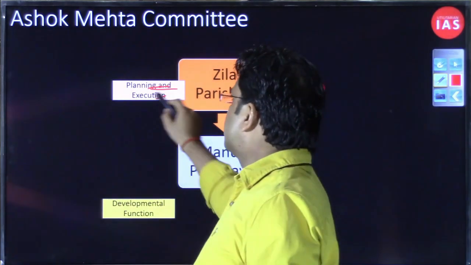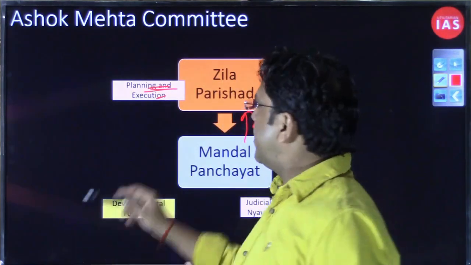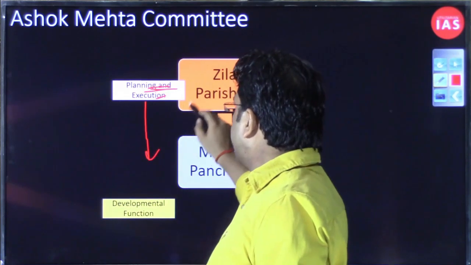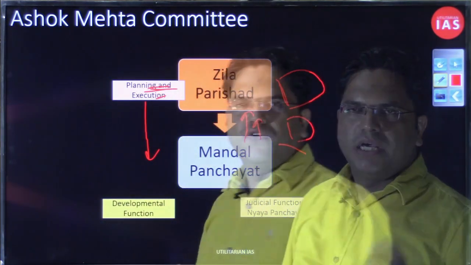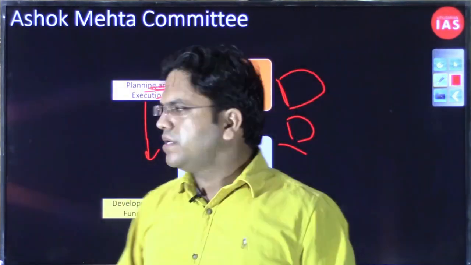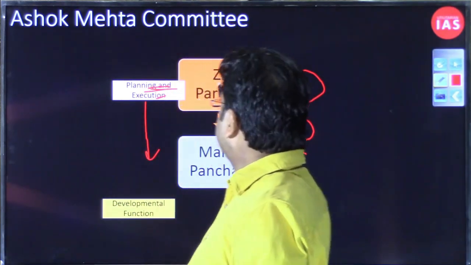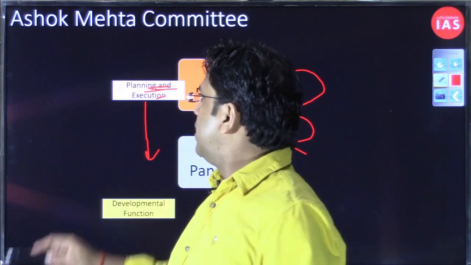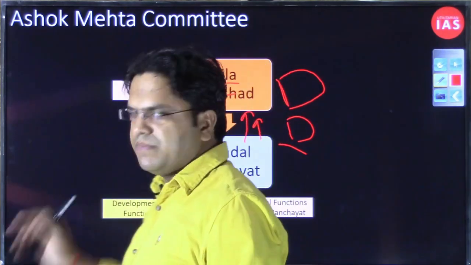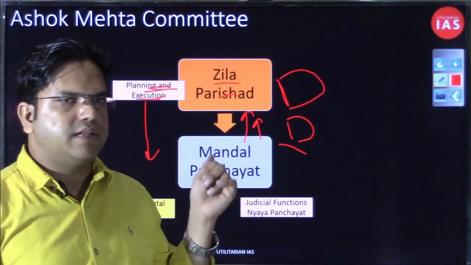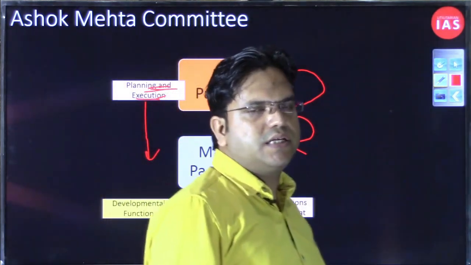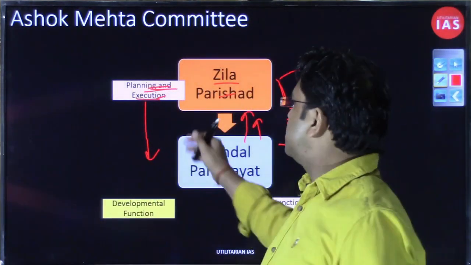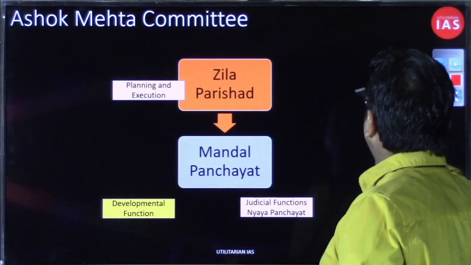So it will be responsible for planning as well, and finally execution as well, the Jila Parishad. If you remember, in the Balwant Rai committee, for the execution it was not the Jila Parishad. Jila Parishad had a supervisory, advisory role. Execution had been given to the intermediate level Panchayat Samiti and the Gram Sabha, while here execution is being done directly by the Jila Parishad, right? So that is one difference.